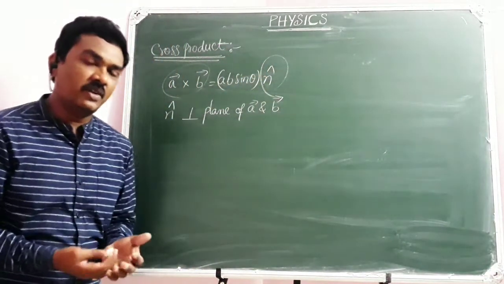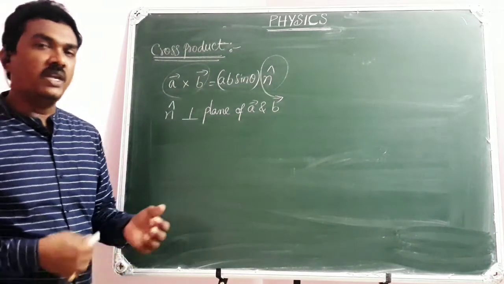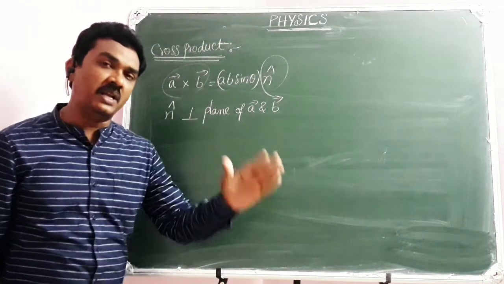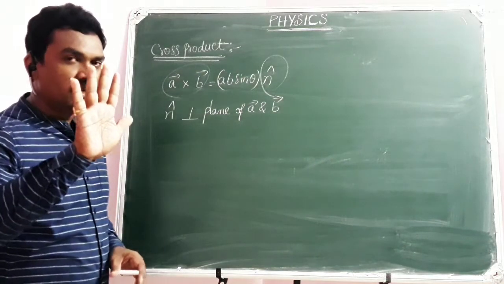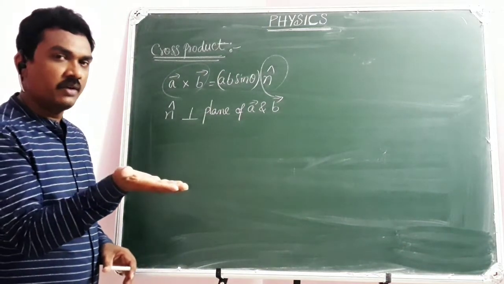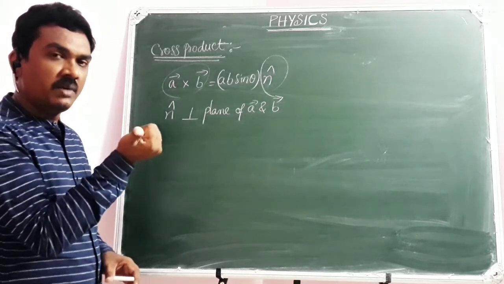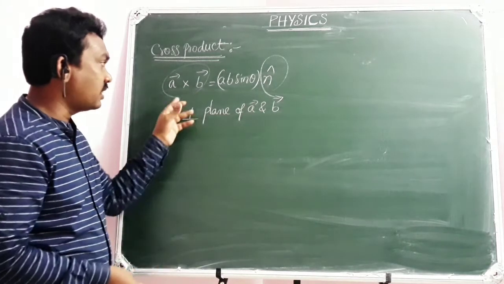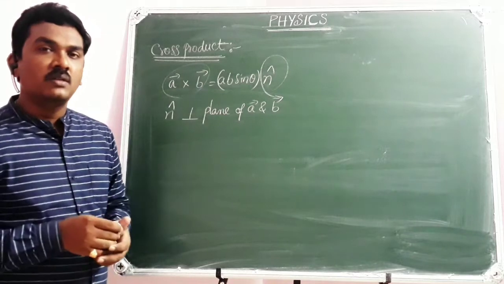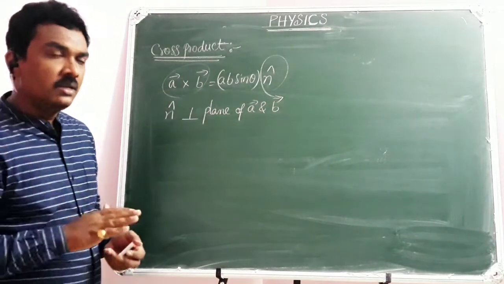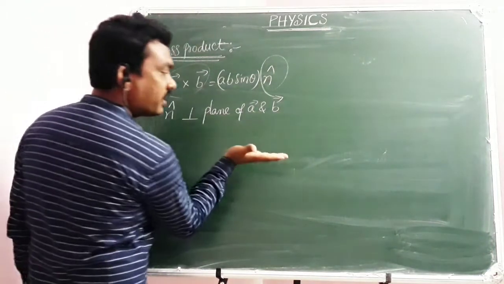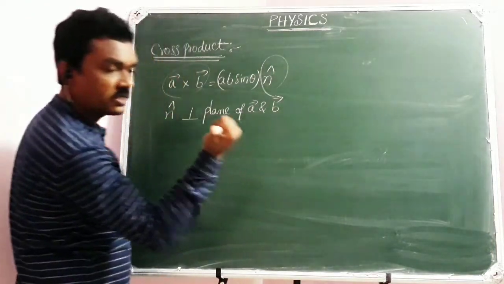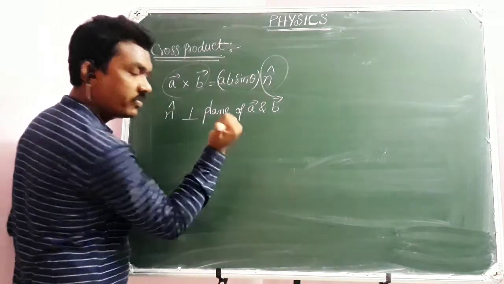But how do we find the direction of A bar cross B bar? Why should n cap be perpendicular to the plane of A bar and B bar? For that, we use the right hand rule. You need to curl the fingers of your right hand from A bar to B bar. Then the thumb indicates the direction of A bar cross B bar. Suppose, for example, A bar and B bar are in the plane of the board, then A bar cross B bar will be perpendicular to it, in this way.